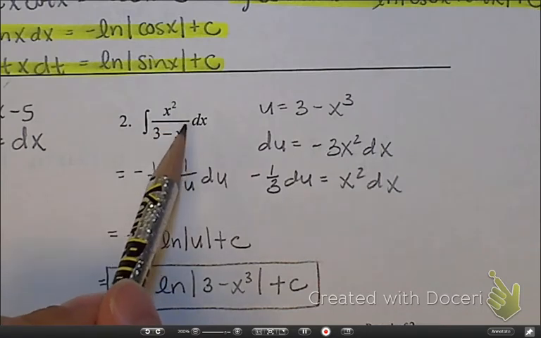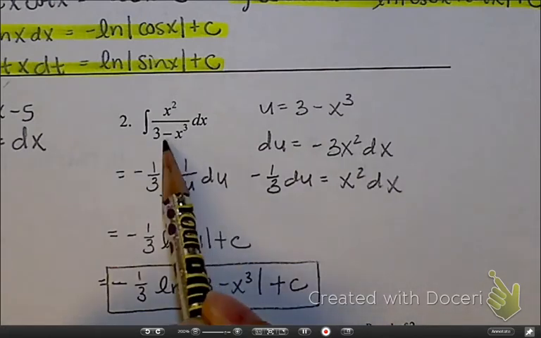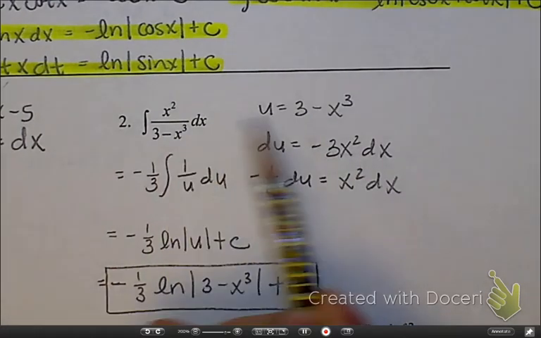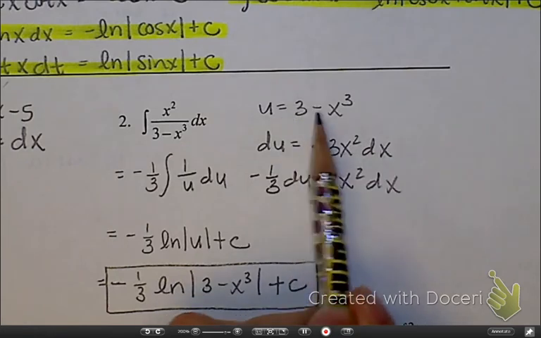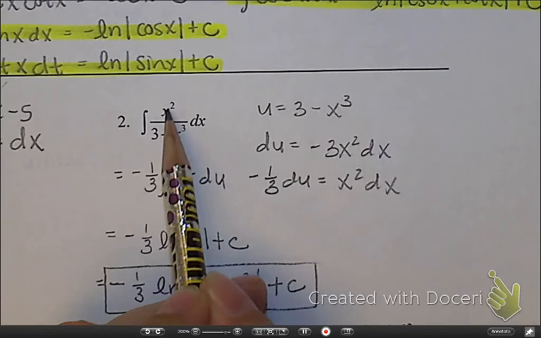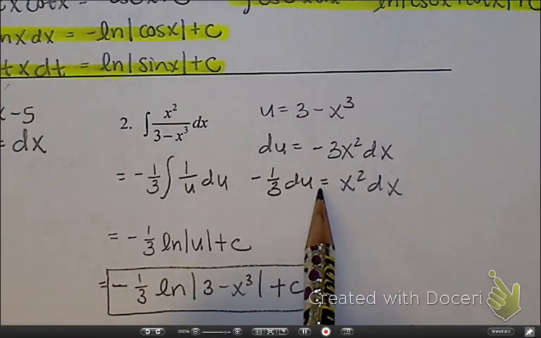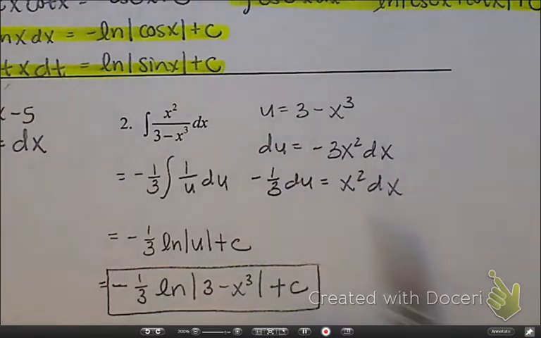So that's probably where we're going to get our derivative from, is that term up there. So if you make u equal to 3 minus x cubed, we have that over here. The derivative of this is negative 3x squared dx. So I see an x squared and I see a dx. I do not see a negative 3 though, so I'm going to divide by negative 3 on both sides to get negative 1/3 du equals x squared dx.